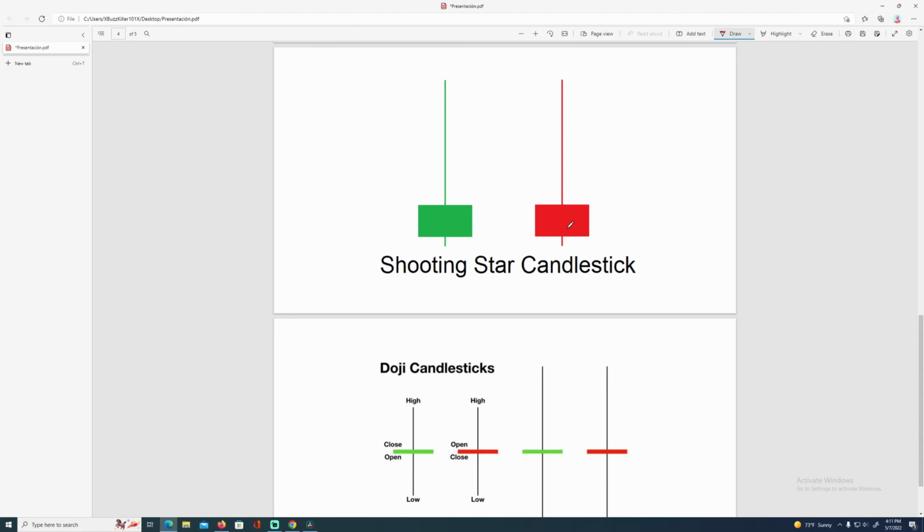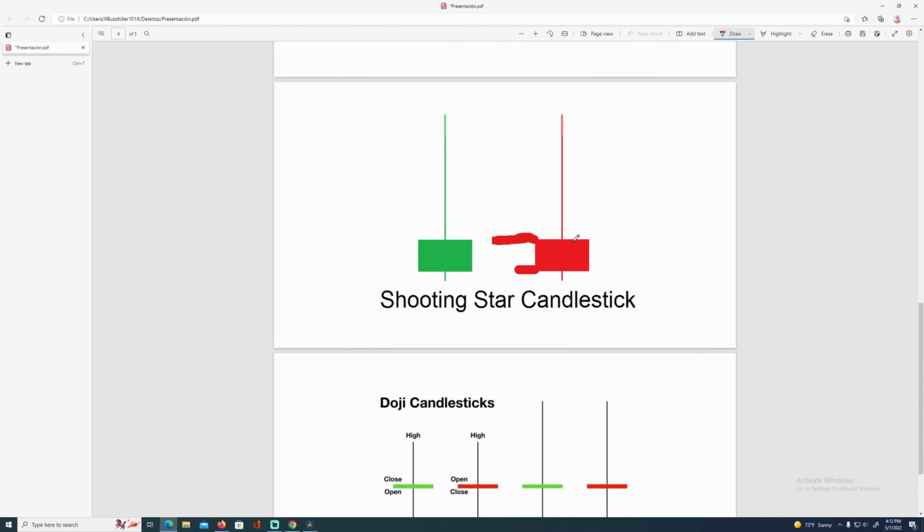Same thing with the red candle. We know because it's red, the open is basically right here. And then at some point this was a big green candle, but then sellers came into the market and pushed it all the way down here, and then it closed over here. That's why there's a lot of selling pressure.